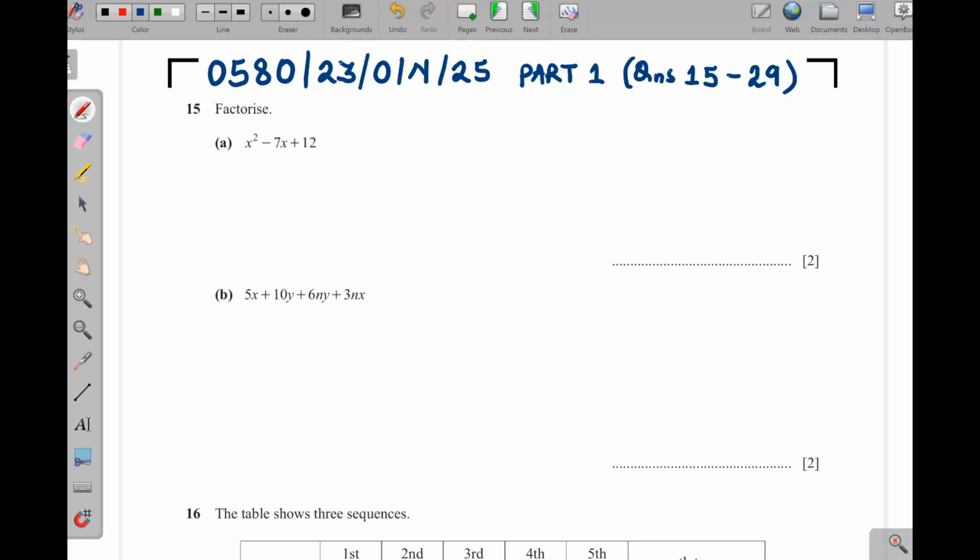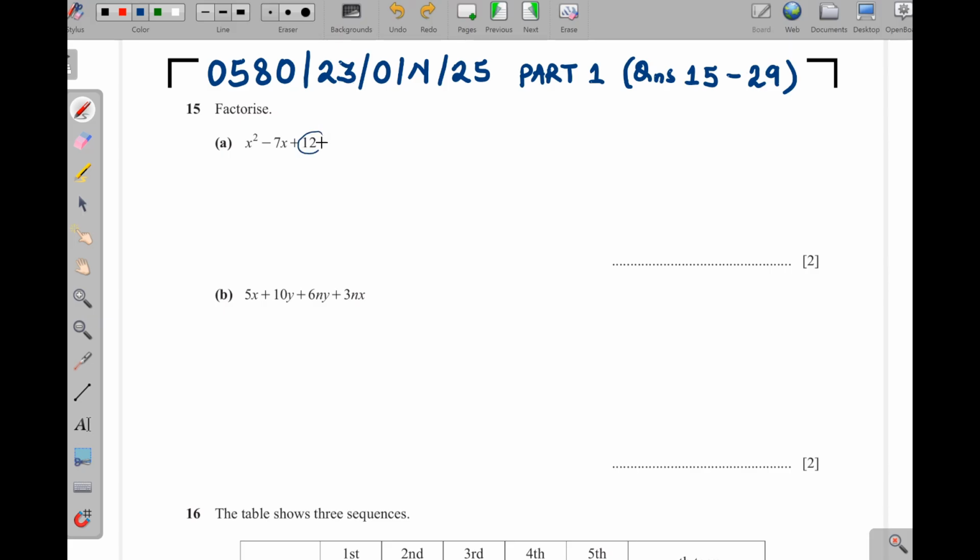Part 2, this is for questions 15 to 29. Question 15, factorize part a: x squared minus 7x plus 12. Now this one is a quadratic equation which has 3 terms. So we need to convert this one to 4 terms and then we can split it into 2, then we factorize. So we look for 2 numbers.